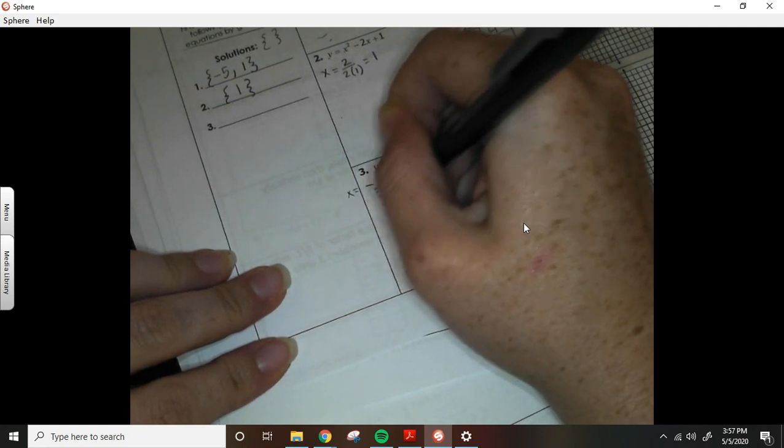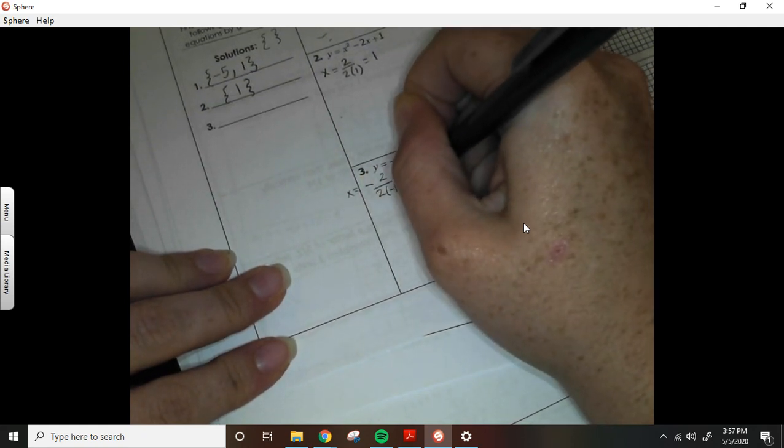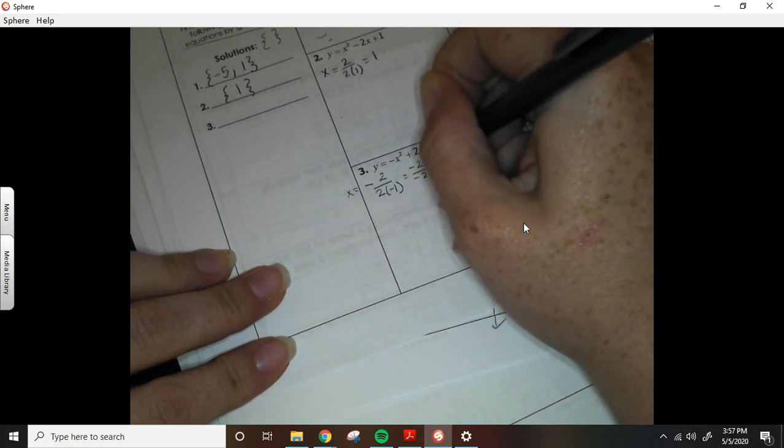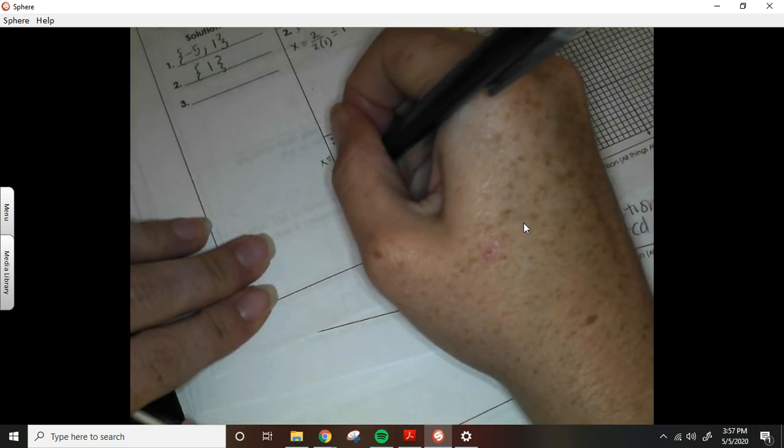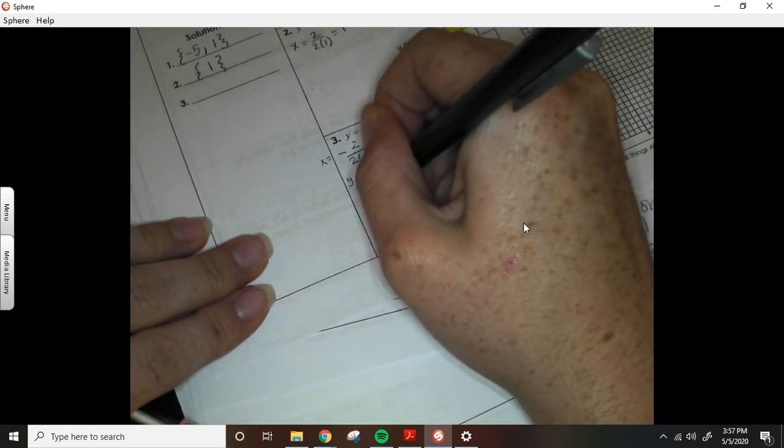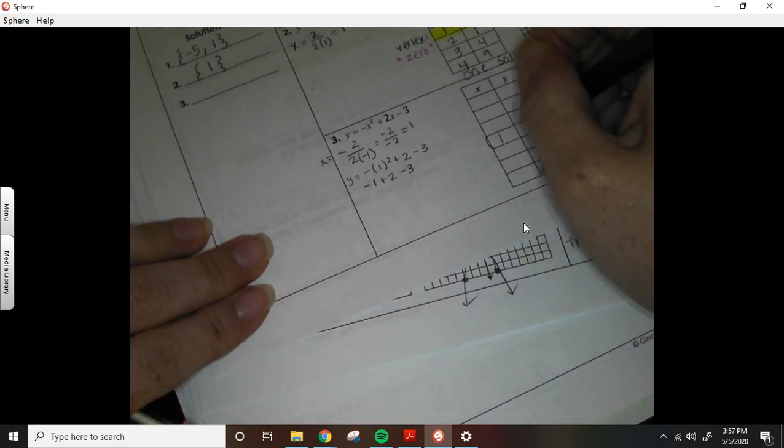Corona. So negative b, negative 2, x equals negative 2 over 2 times negative 1 equals negative 2 over negative 2, which equals 1. So our x value of our vertex is going to be 1. We're going to plug in 1 to get our y value. So negative 1, let's just plug it in for fun. Okay, so negative 1 plus 2 minus 3. Negative 1 plus 2 is 1. 1 minus 3 is negative 2. So here's our vertex.